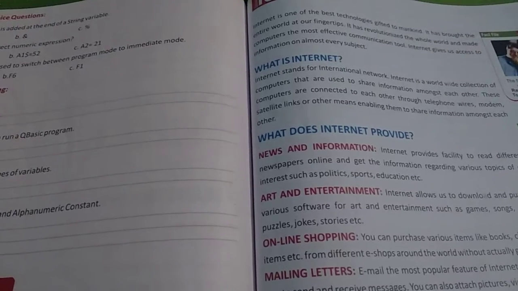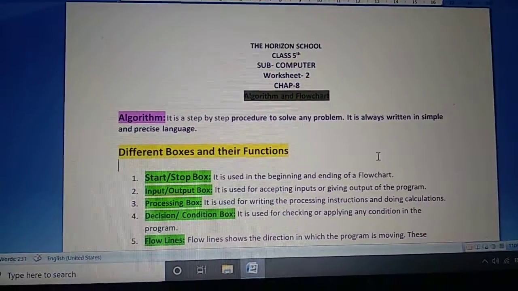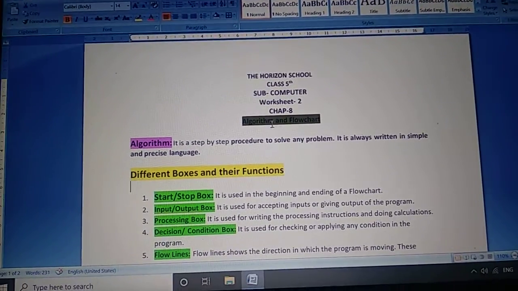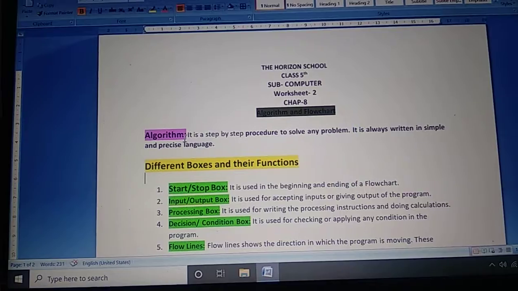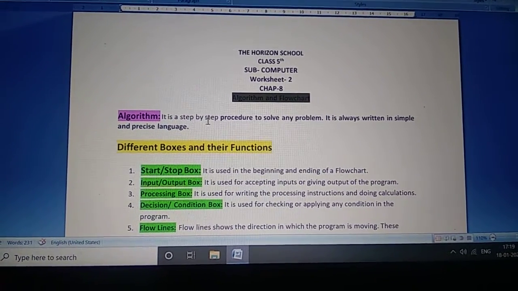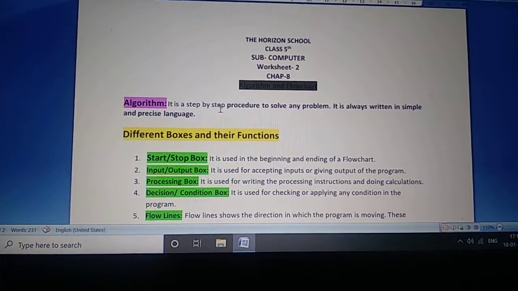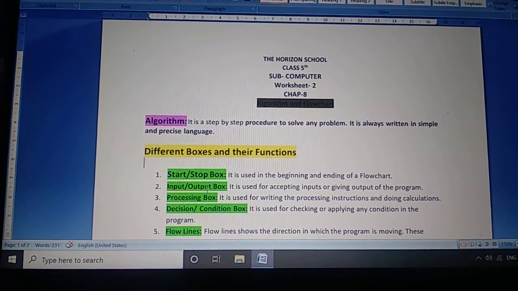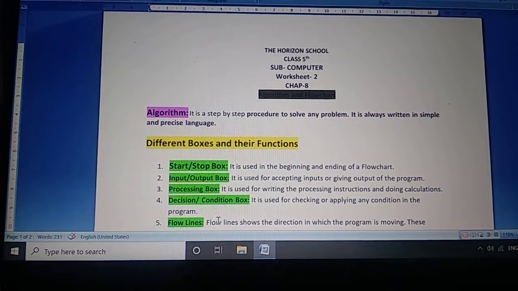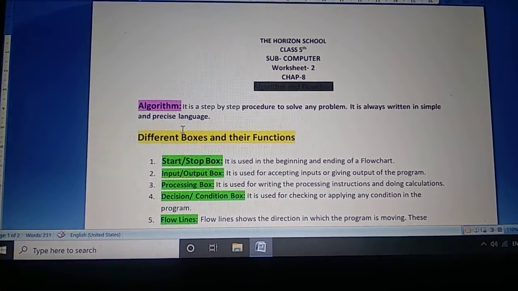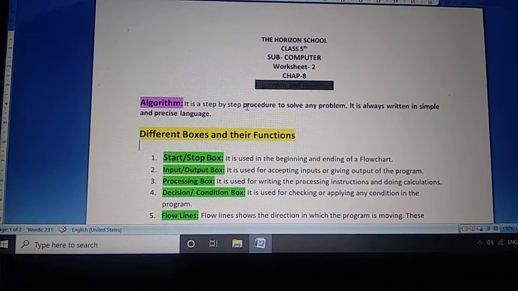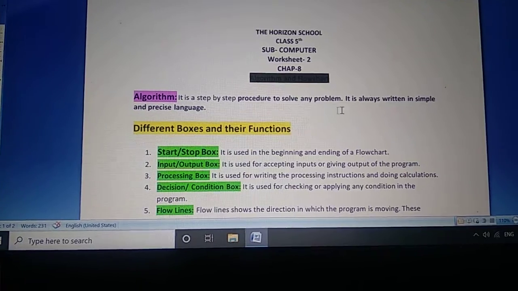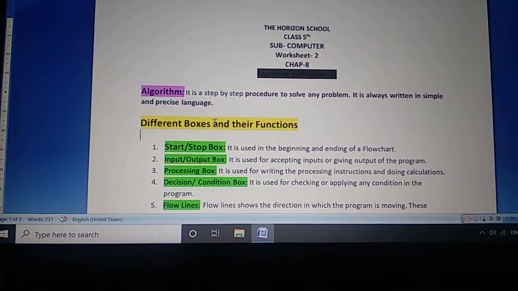Just have a look. So this is your worksheet number 2, algorithm and flowchart. Algorithm, what is algorithm? It is a step-by-step procedure. You have to learn the definition of algorithm and flowchart and the different boxes, what kind of boxes are used in the flowchart and what are their functions. An algorithm is a step-by-step procedure to solve any problem. It is always written in simple and precise language.